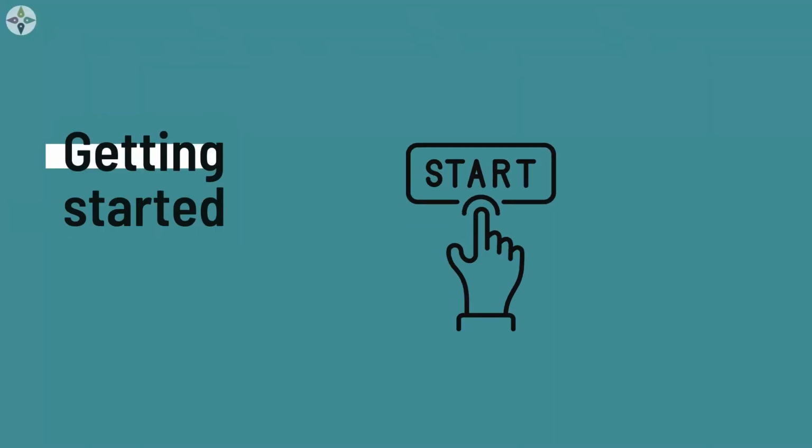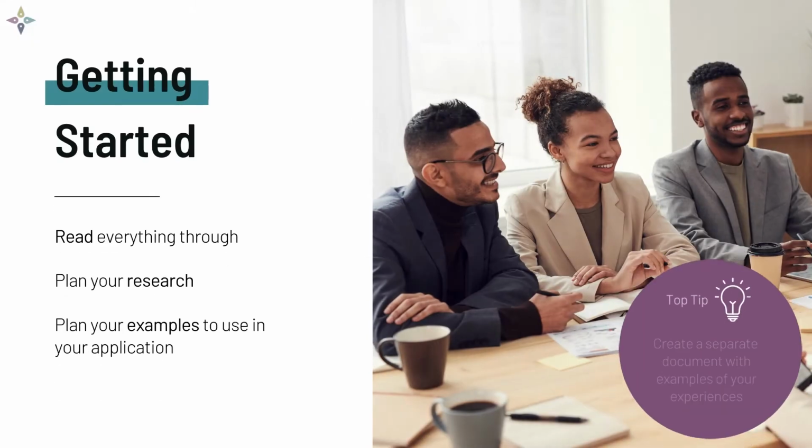Getting started. Before starting your online application, read the programme description, person specification, and the essential and desirable criteria thoroughly and make sure you understand the content. Before you start filling anything in, read the full online application form and familiarise yourself with the questions. This will help you to plan out what research you need to do around the programme and what examples you're going to take from your own experience to evidence in your application. Plan which examples you're going to use for each of the relevant sections.